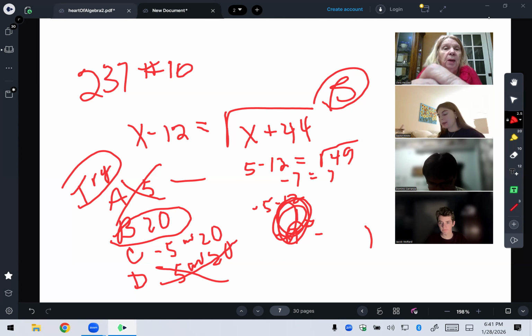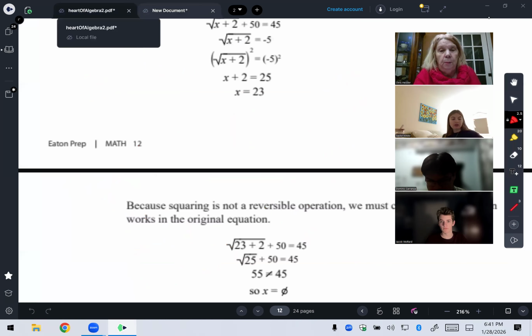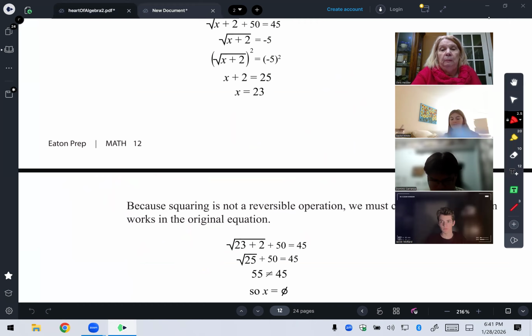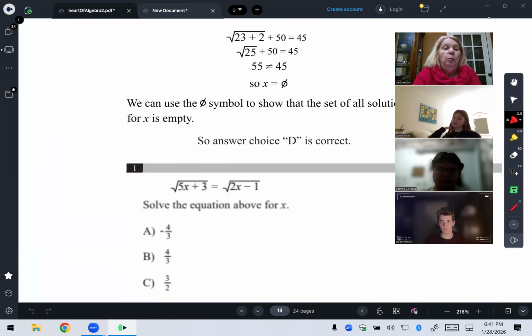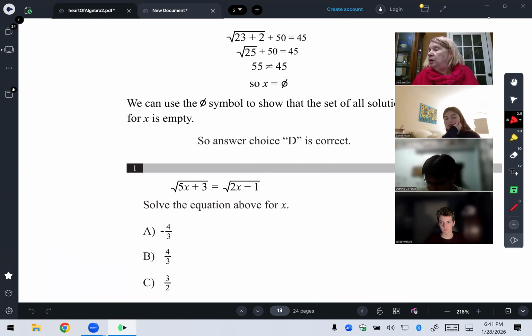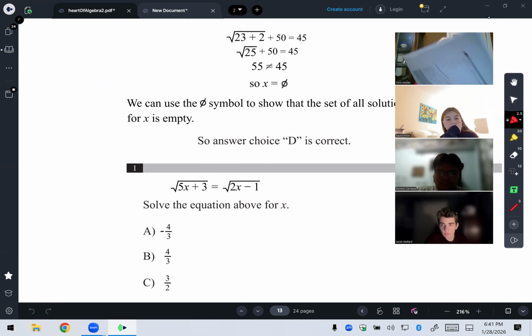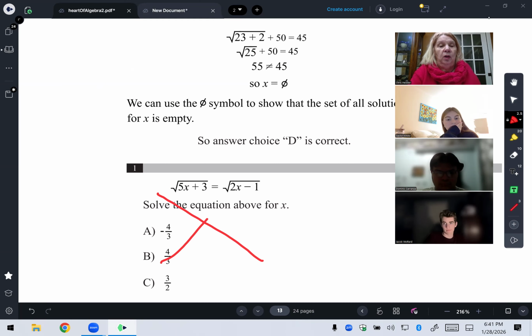So if we go back to the packet, I guess that's just because squaring is not a reversible operation. We're going to skip number 1. We did a book problem, so I want to streamline the time because I have to leave time for Jen. We really don't have that much more to go, I promise you. So we're going to skip this one. We're going to try this one.